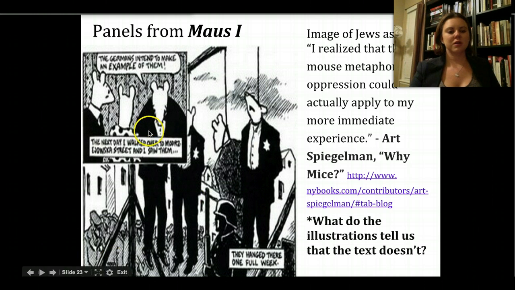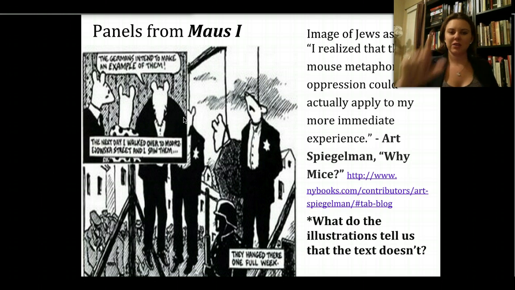So he is expressing his experience right here. Okay, the Germans intended to make an example of them, and then the bottom text says, the next day I walked over to blank street, I apologize, I can't pronounce it, and I saw them. And then we get the image underneath that says they hanged there 1 full week. And so we get the retelling, and then we get the graphic representation of what actually happened.